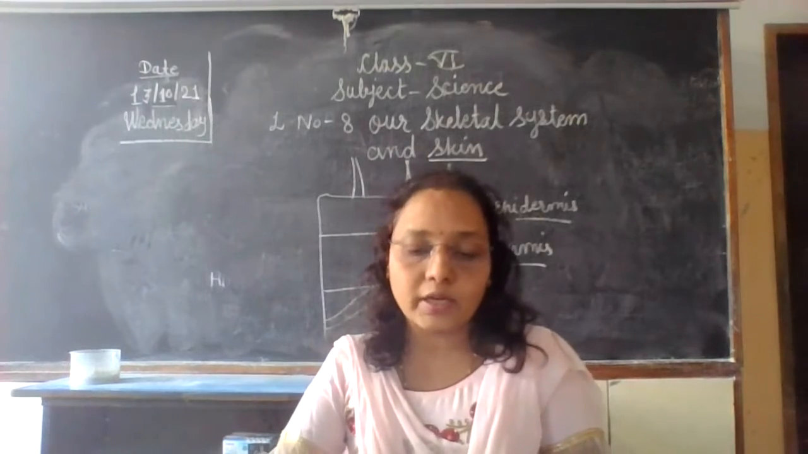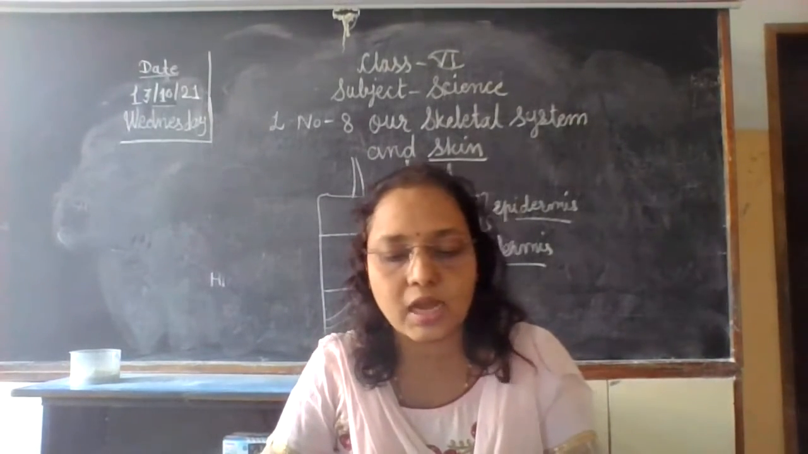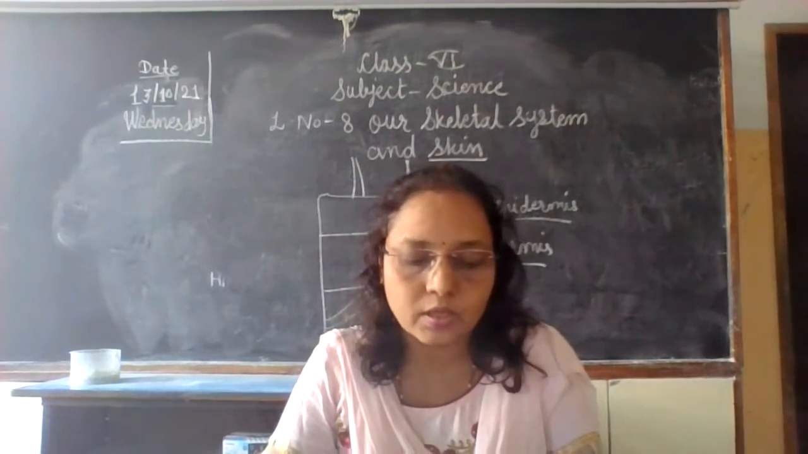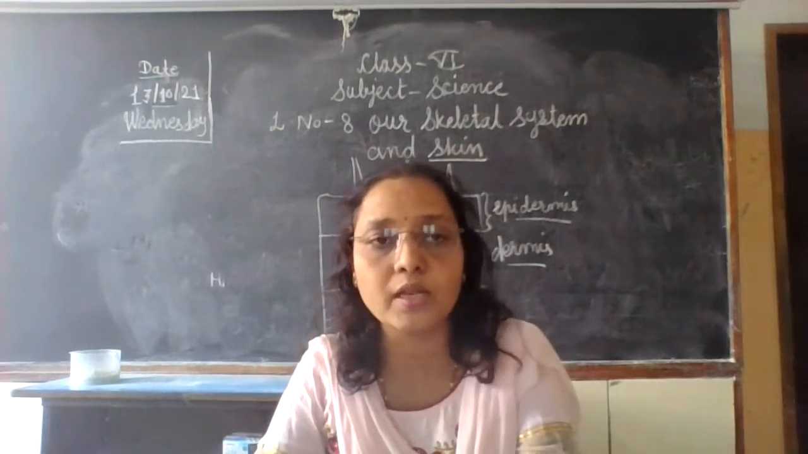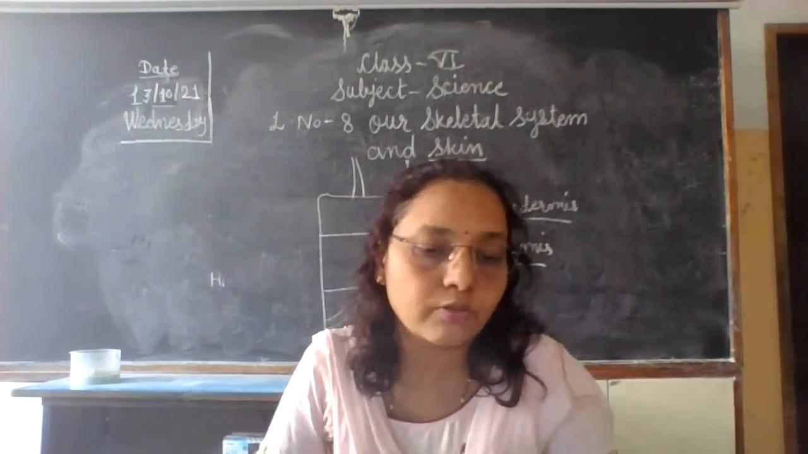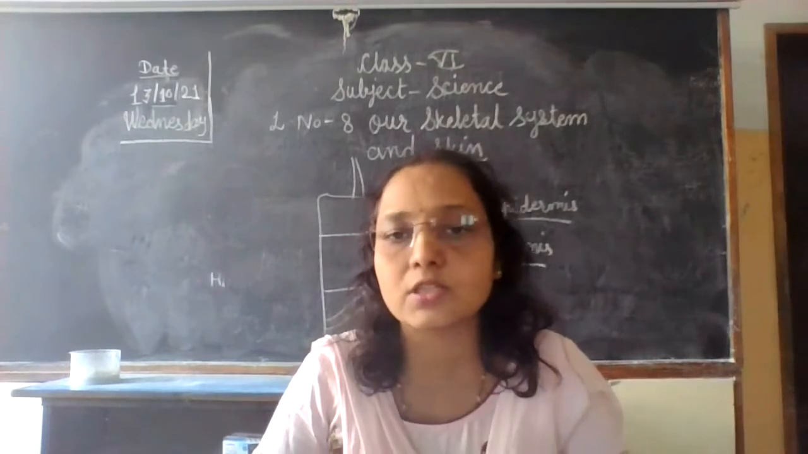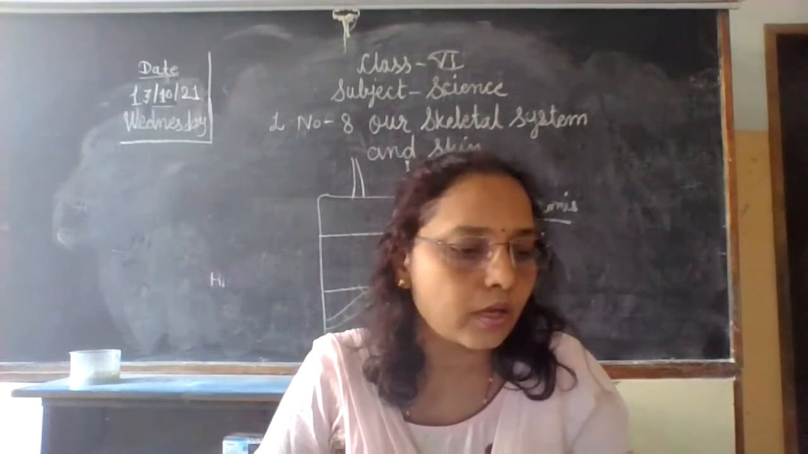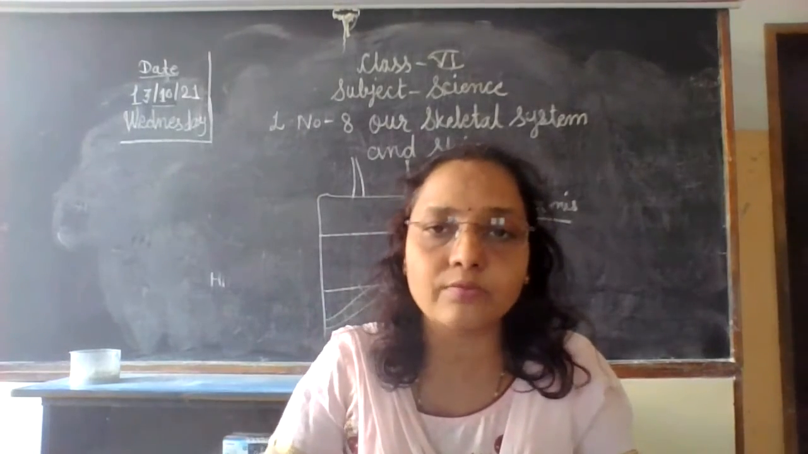The skull, the rib cage, the backbone, and the bones of the arms and the legs are the main parts of the human skeletal system. Epidermis and dermis are two main layers of human skin. So here we finish the topic and we also completed our course of first terminal exam, lesson number 1 to 8. In our next video, we will solve some exercises of this lesson.